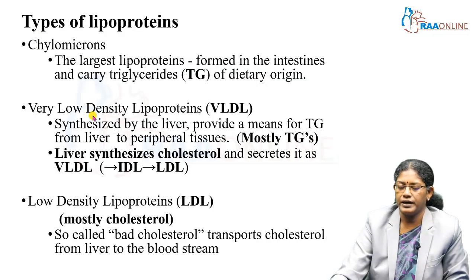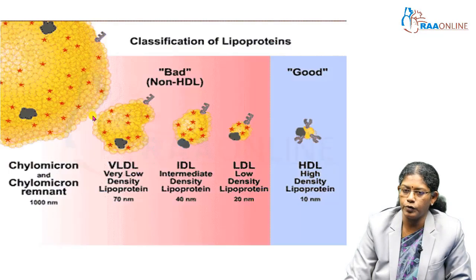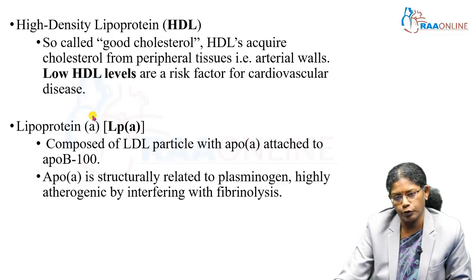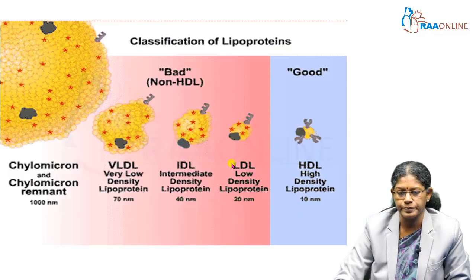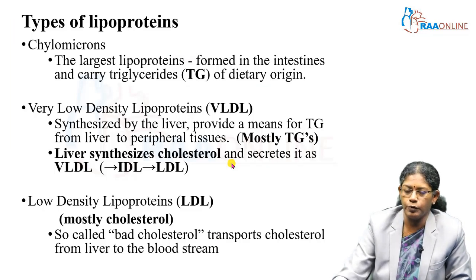And there are so many types of lipoproteins: chylomicrons, VLDL, very low density lipoproteins, LDL, low density lipoproteins, and HDL, high density lipoproteins, and apolipoproteins, that means lipoproteins mediated with a protein called apo. So these are the different types of lipoproteins present in our plasma.